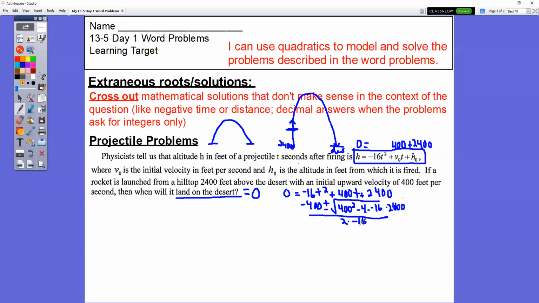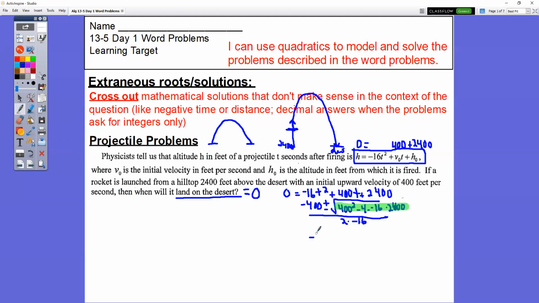Be very careful. There are a bunch of people that I helped on yesterday's homework that forgot this 2 times the a part. All right, you have to look at that a part. It's negative 16 in this question. A lot of people forgot about that yesterday and just put a 2, and then we're getting the wrong answers. So again, what we want to do is type this part right into the calculator underneath the square root.